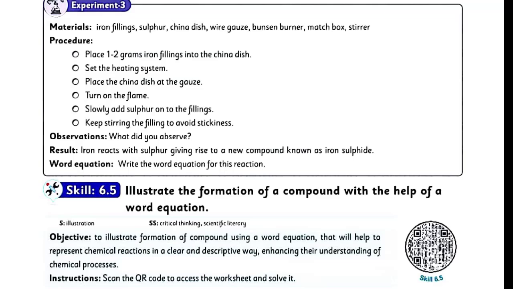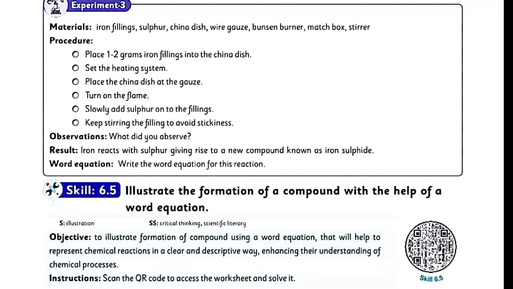Skill 6.5: Illustrate the formation of a compound with the help of a word equation. Illustration. SS: critical thinking, scientific literacy. Objective: to illustrate formation of a compound using a word equation that will help to represent chemical reactions in a clear and descriptive way, enhancing their understanding of chemical processes.